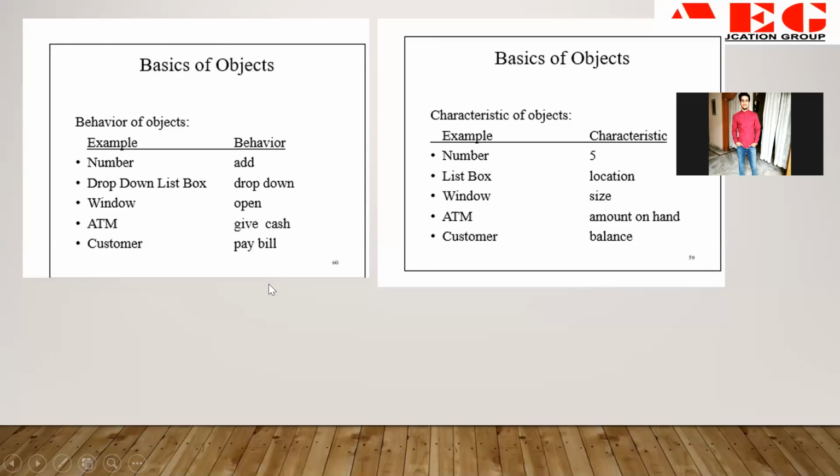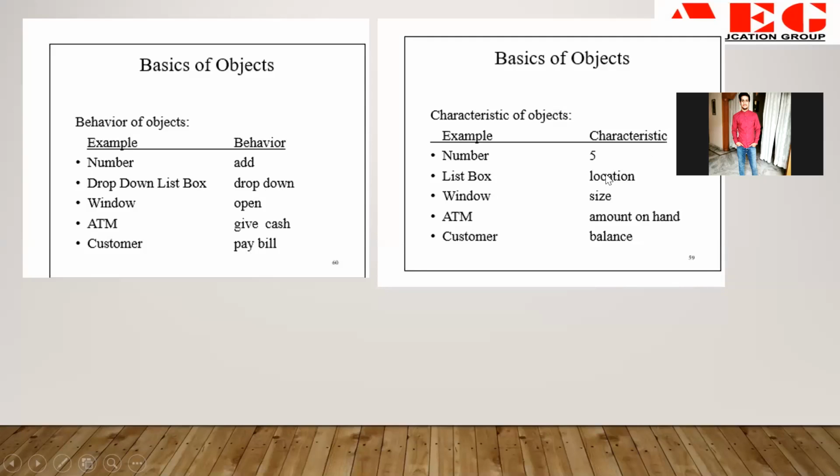This is not limited, so we cannot say that only a number can do addition, or that only a drop-down list can have the drop-down behavior. A behavior can be many. Now another characteristic of an object: if we define a number, the characteristic is 5, meaning 5 digits maximum, 99999, meaning values up to 99999 can be used.